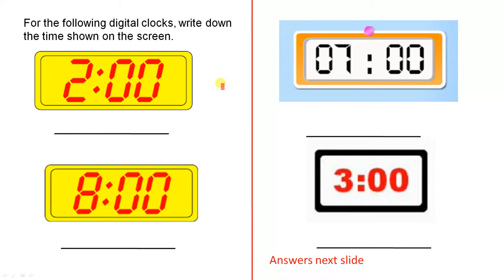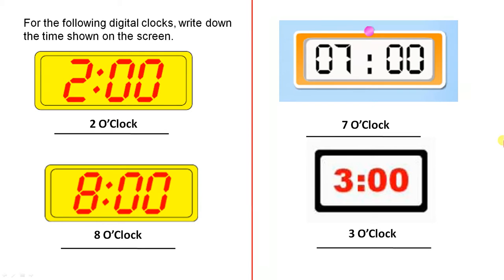Now you can pause this slide if you want and just answer these 4 questions. Now that's up to you whether you do that. I'm going to move on to the next slide now, and that will show the answers. So here we go to look at the answers. So that's 2 o'clock, 7 o'clock, 8 o'clock, and 3 o'clock.